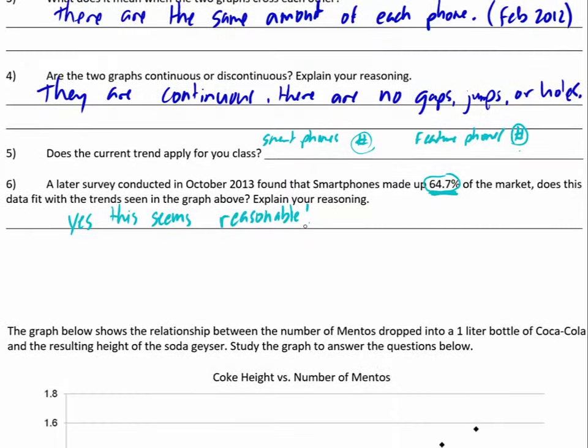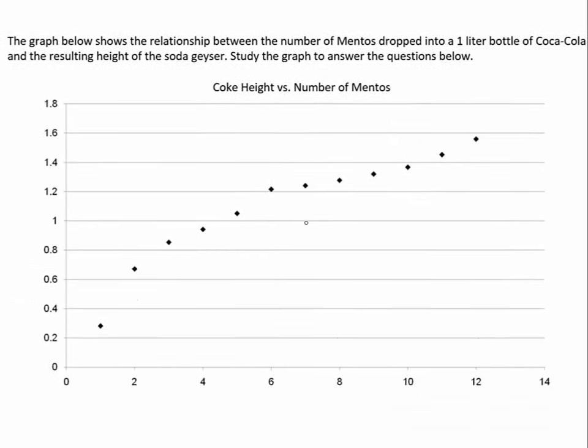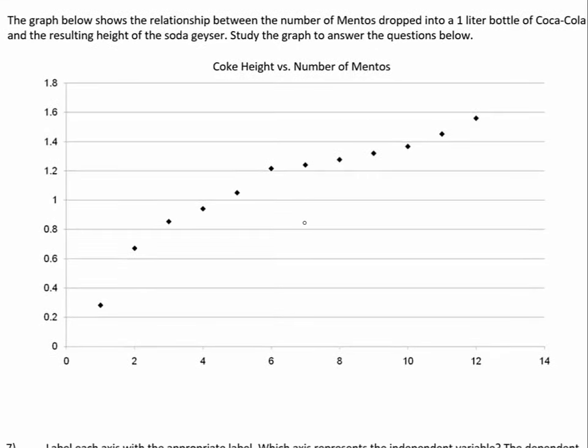So let's go ahead and let's scroll down or flip over to the next problem. This graph shows the relationship between the number of Mentos being dropped into a 1 liter bottle of Coca-Cola and the resulting height of the soda geyser. Excuse me. So we're going to need to study this graph in order to answer some of these questions.